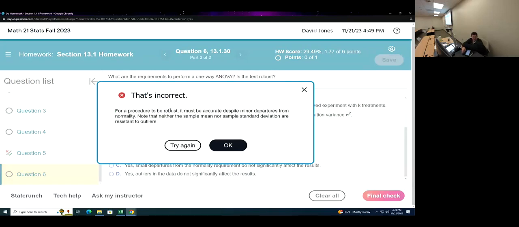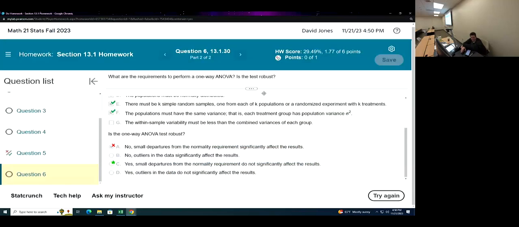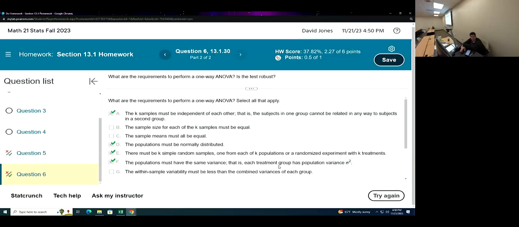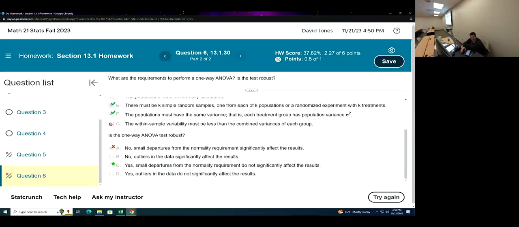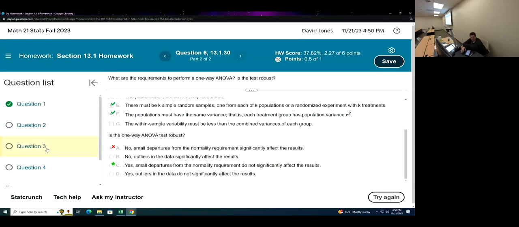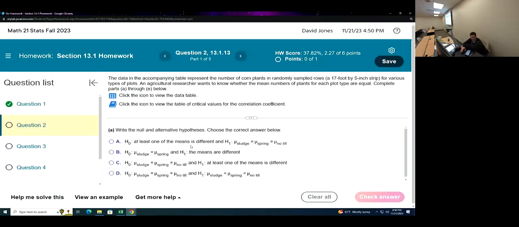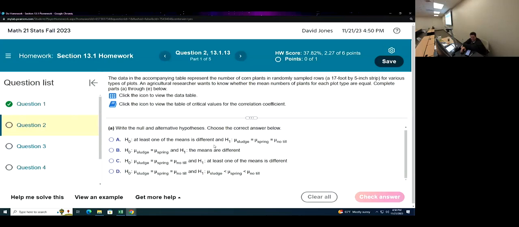For a procedure to be robust, it must be accurate despite minor departures from normality. Note that neither the sample mean nor sample standard deviation are resistant to outliers. So outliers. What? Oh, that was just a one-shot pony. Fuck that question too. In fact, 13.1, let's skip it. 13.0, do questions 2, 3, and 4. Those should, 2, 3, and 4 only? Yeah, I think.